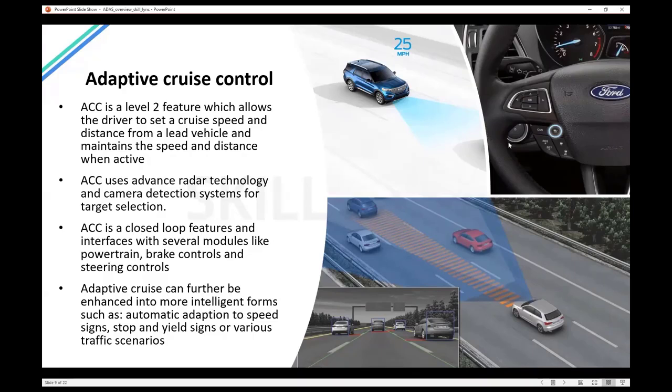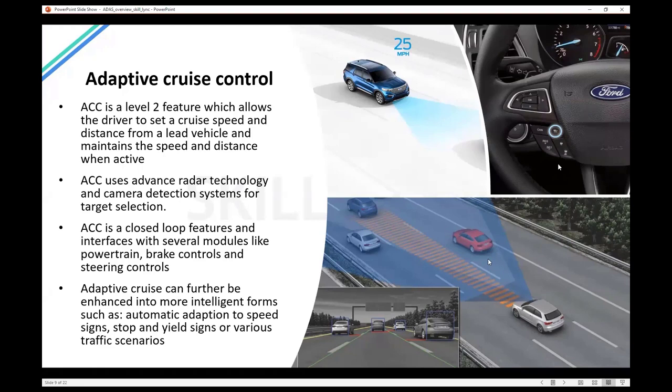And the driver can also set a gap setting. A gap setting means, so this is how the buttons usually look like. So the driver can set a gap setting. Gap setting is how far from the lead vehicle you are comfortable to be. So it will maintain the amount of distance you set in this gap setting button, and it's going to maintain that gap throughout the driving condition.